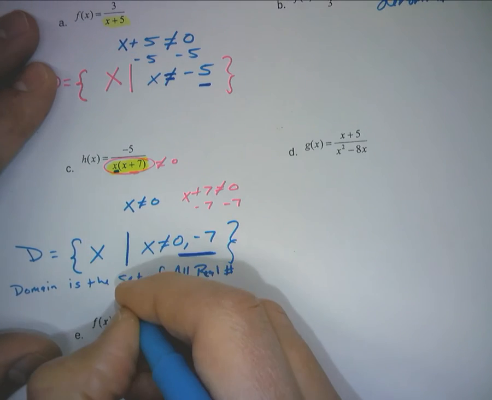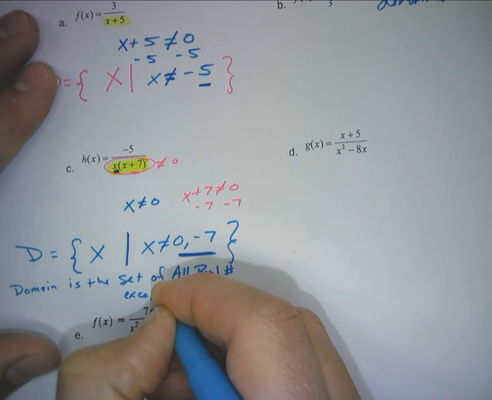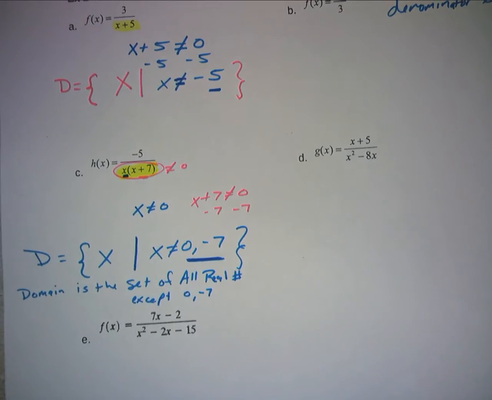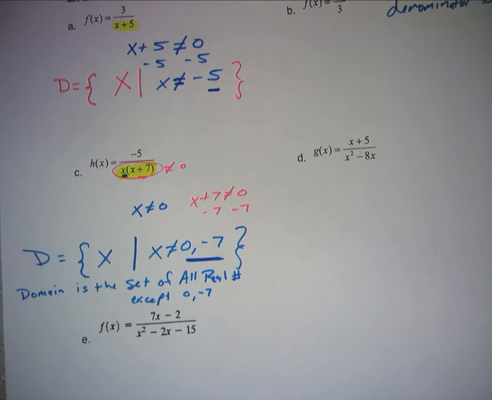And then except 0 and -7. So that's what that notation is. Domain is a set of all real numbers except for 0 and -7. Okay. Questions so far, y'all? Okay, so domain, denominator. I don't see any questions so far.